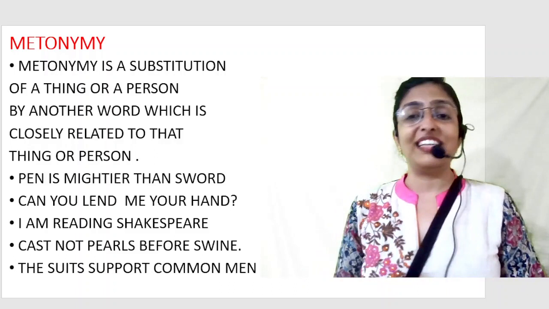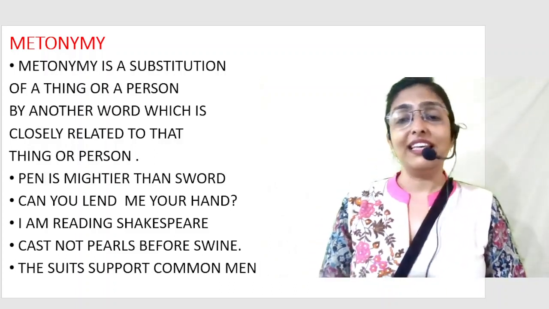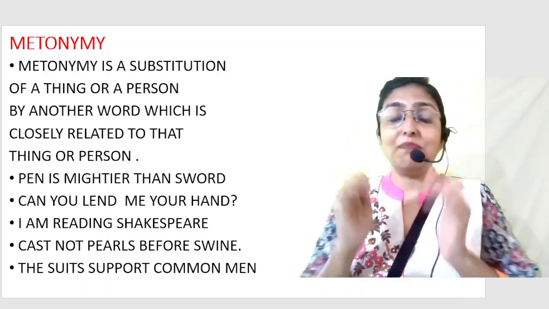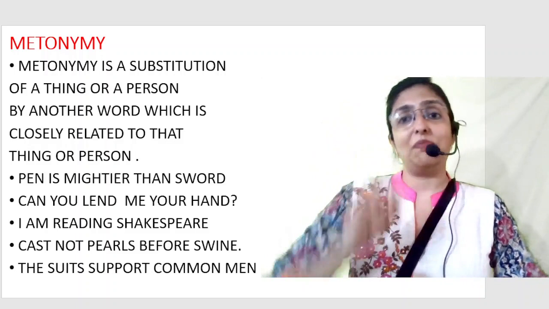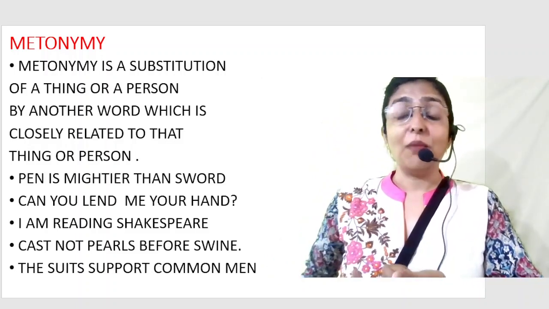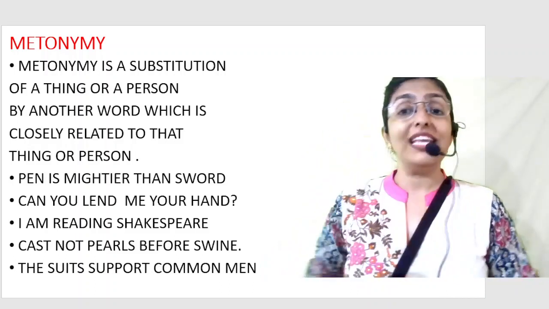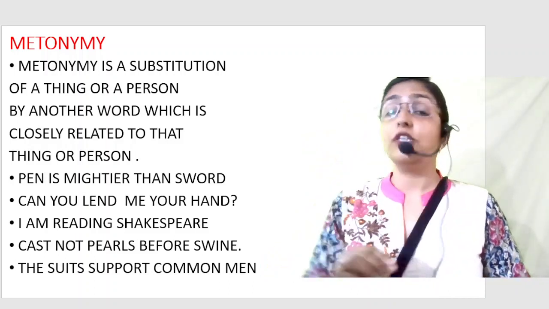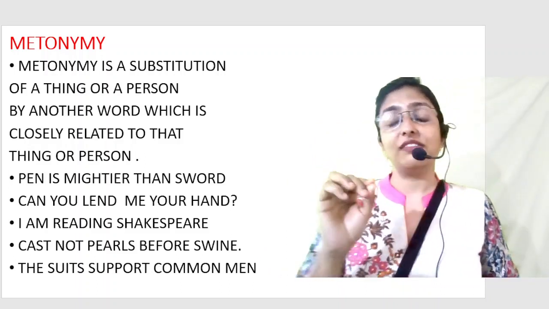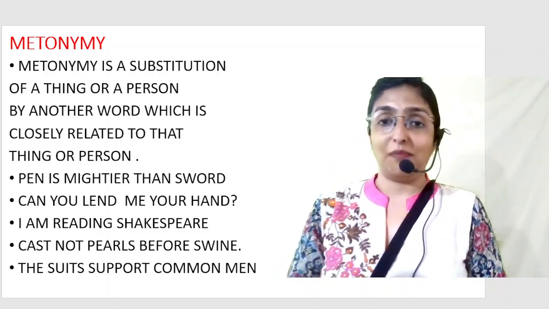So the first one, as you see, is metonymy. Metonymy is a substitution, meaning a replacement, of a thing or a person by another word which is closely related to that particular thing or person. For you to understand it better, I have also included some examples.